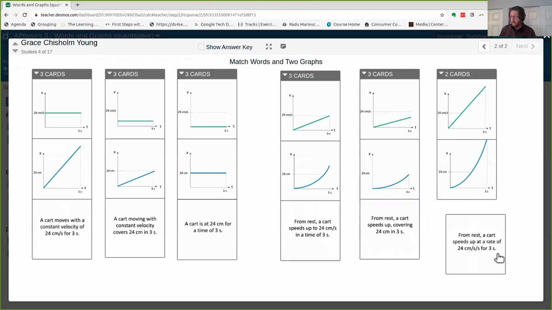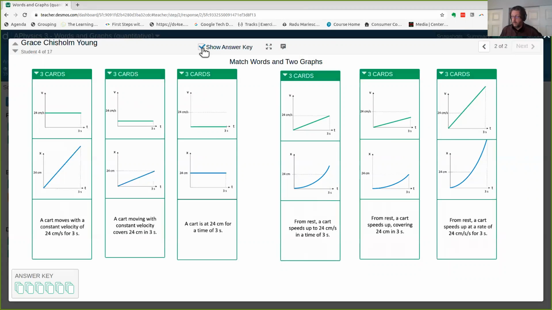From rest, a cart speeds up at a rate of 24 centimeters per second for 3 seconds. So it's speeding up from rest. So the upward slope says speeding up. From rest, it starts out at a rate of 24 centimeters per second. That's the fact that it goes up to 24 on the velocity graph in 1 second. And then it continues another 24 in the next second, and then another 24 in the next second. And that's consistent with this graph because of how quickly it curves upwards. There we go. And we're good.